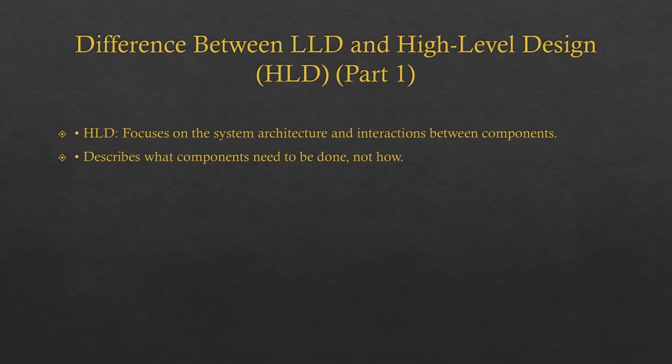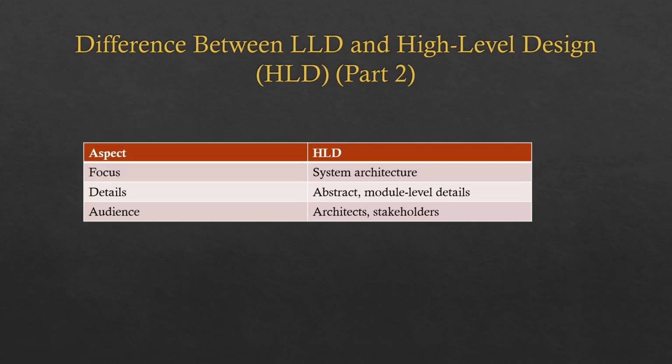High-level design, or HLD, focuses on the overall system architecture. It outlines what needs to be done but does not detail how it will be done. It is abstract and module level. On the other hand, LLD delves into the specifics of implementation. It focuses on individual components like class definition and method behaviors. The audience for HLD typically includes architects and stakeholders, while LLD is meant for developers.